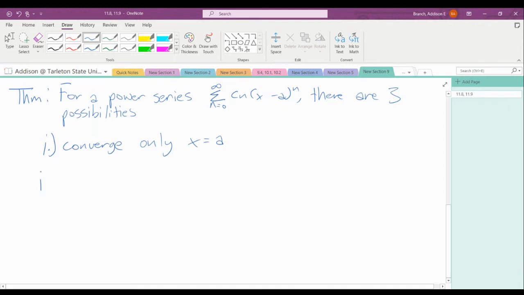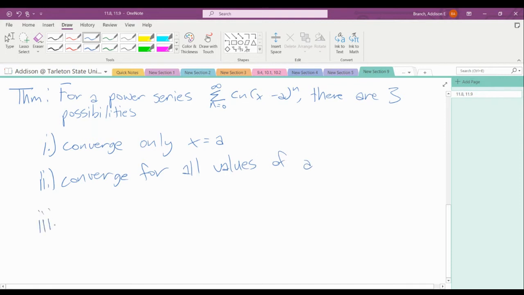Then our next possibility is that our power series could converge for all values of x, from negative infinity to infinity. No matter what you plug in, it will converge.